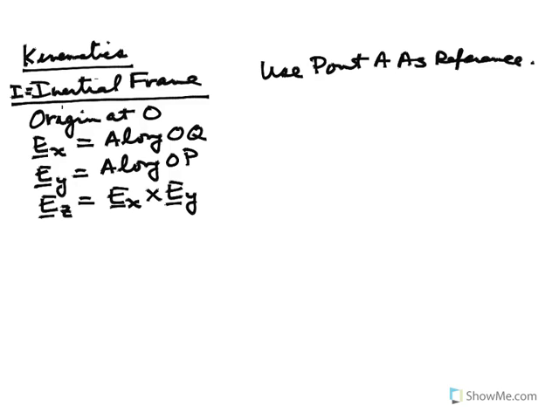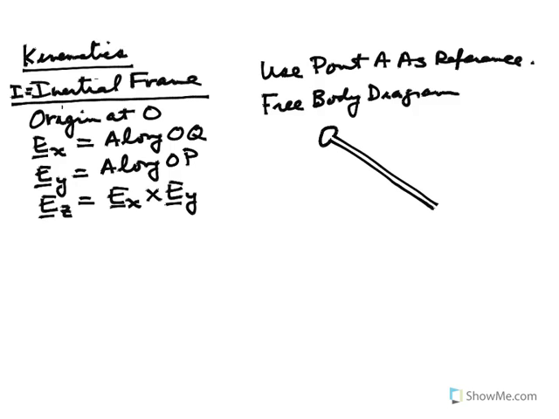And the reason that we're going to use point A as the reference is from the free body diagram. I know I usually do kinetics a little bit later, but this will help identify why we want to use point A as the reference, so that doesn't get left in suspense until the very end. Here's the arm. Now, what are the forces acting on this?